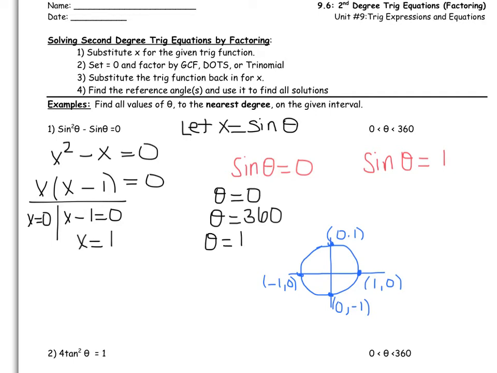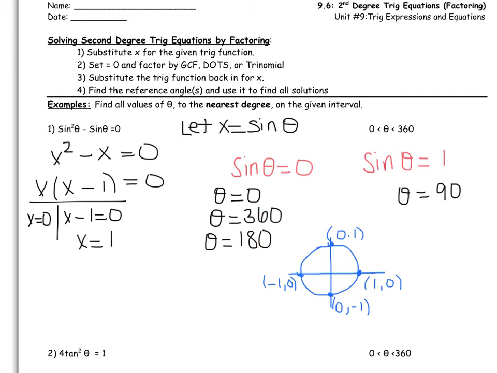Theta equals 180. Okay, now if we look back over here, it says sine of theta equals 1. So where's the y value equal to 1? Right up here. What's that? 90 degrees. So theta equals 90. So technically, there are 4 answers to this problem. 1, 2, 3, and 4.